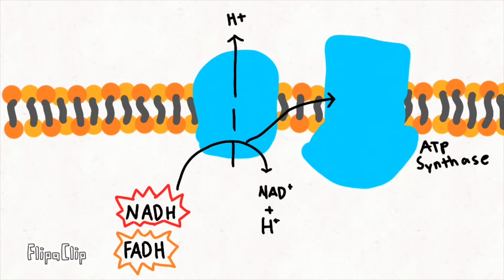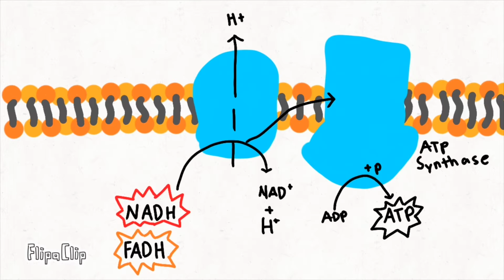ATP synthase is an enzyme that takes phosphate and adds them to ADP. And if you add one phosphate to ADP, you make ATP. So, that's what ATP synthase does. It makes ATP, and it makes the ATP by adding those phosphates.